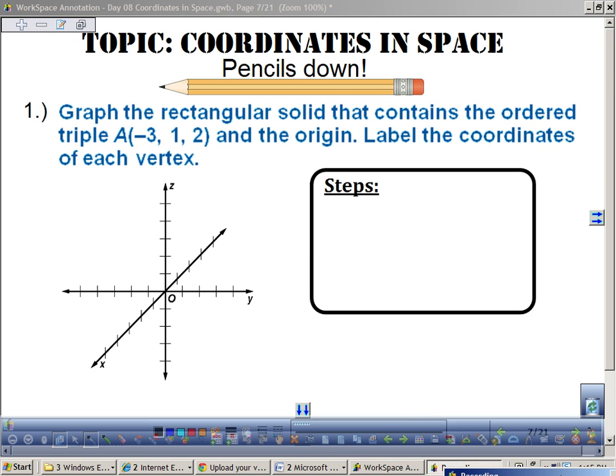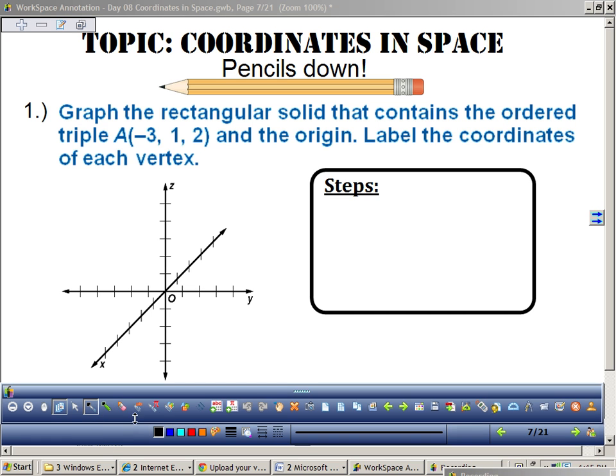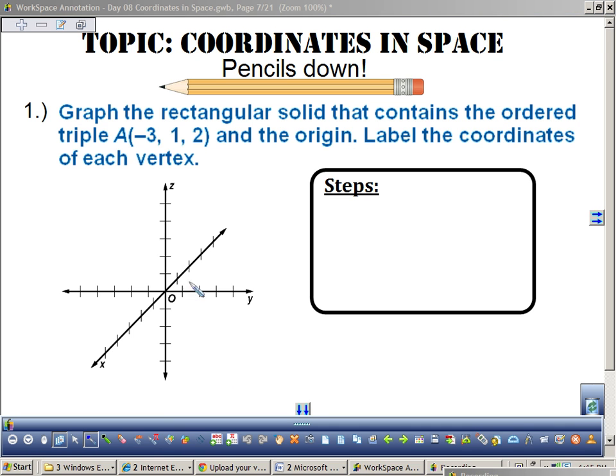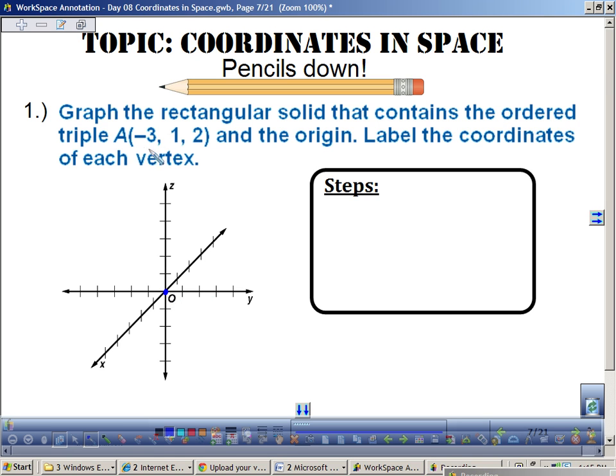Okay, so it says, graph the rectangular solid that contains the ordered triple, triple meaning that it's got an x, a y, and a z, and the origin. So we're talking about with respect to the origin and with respect to this point. So if A is at -3, 1, 2, let me graph that. This is my x value, this is my y value, and this is my z value.